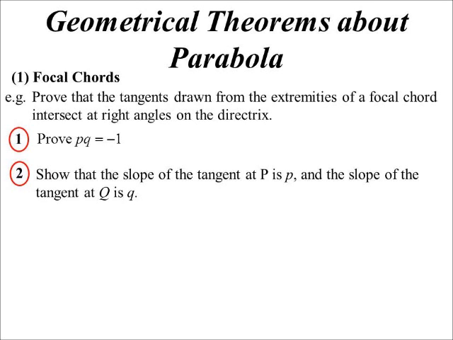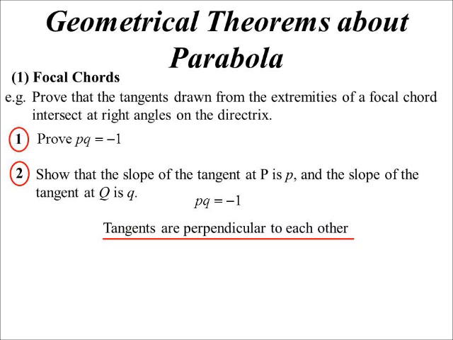Now remember, we found that the slope of the tangent was always equal to the parameter. So that would be the next thing we'd go and do. I know the slope of the tangent at P is little p, and at Q is little q. Combine these two things together, and what are we saying? We're saying that the two slopes multiply together to give -1, which is the condition for what? Perpendicular lines. So hence, we've proved the first part, they intersect at right angles. So, pq equals -1, and therefore we know the tangents are perpendicular to each other.